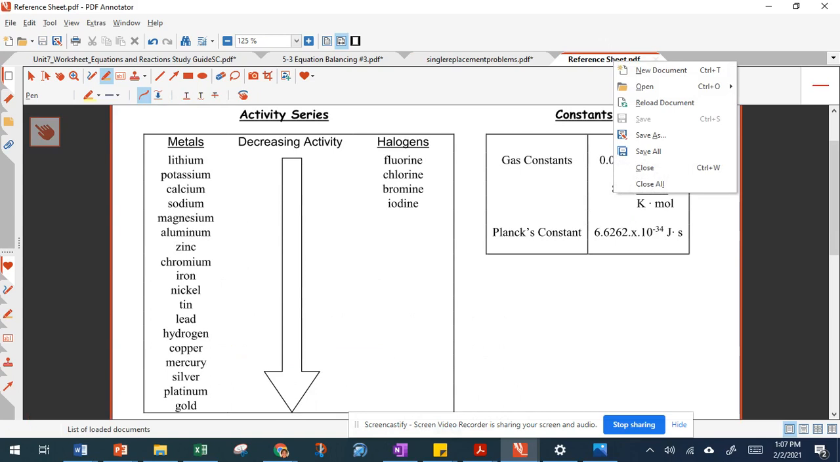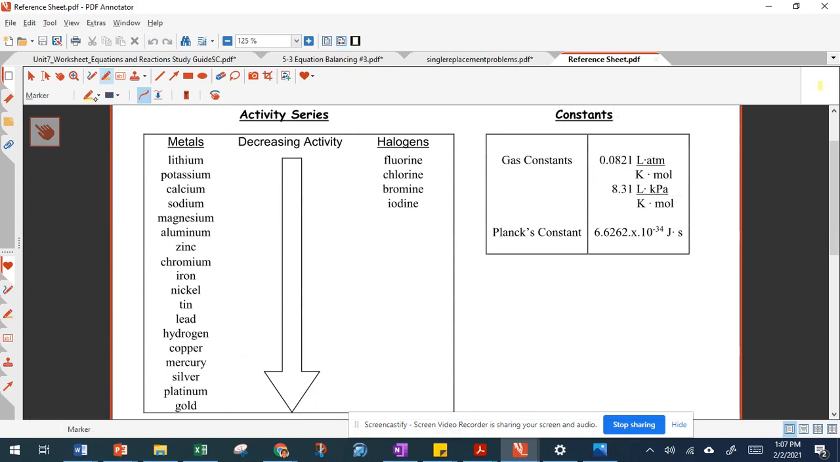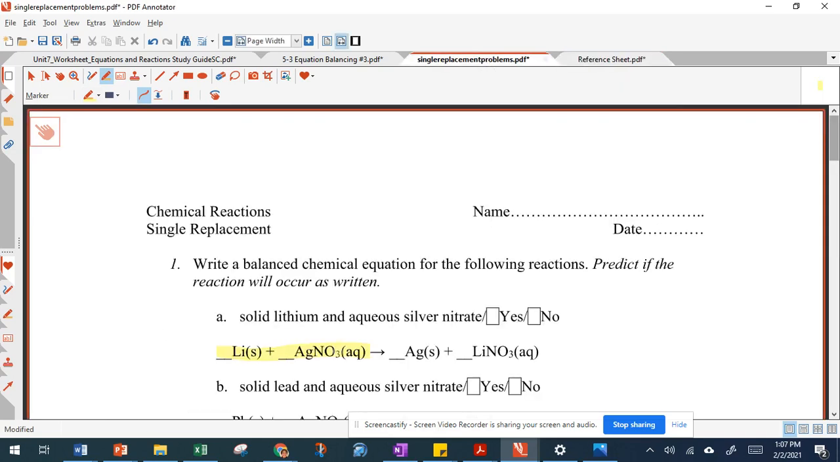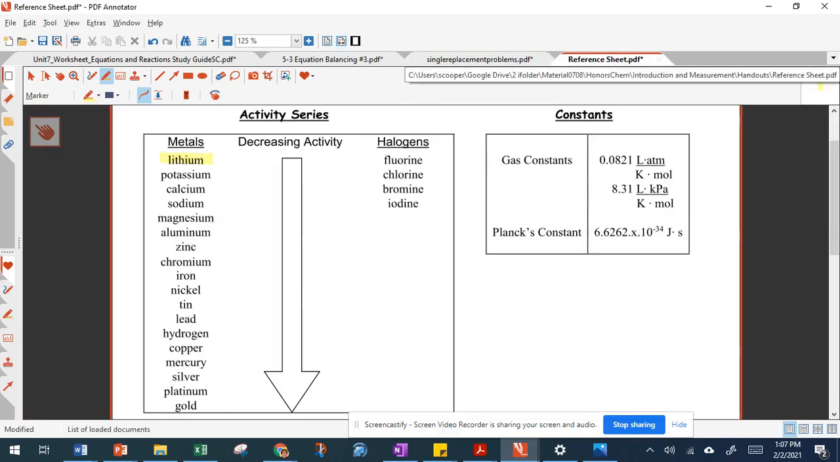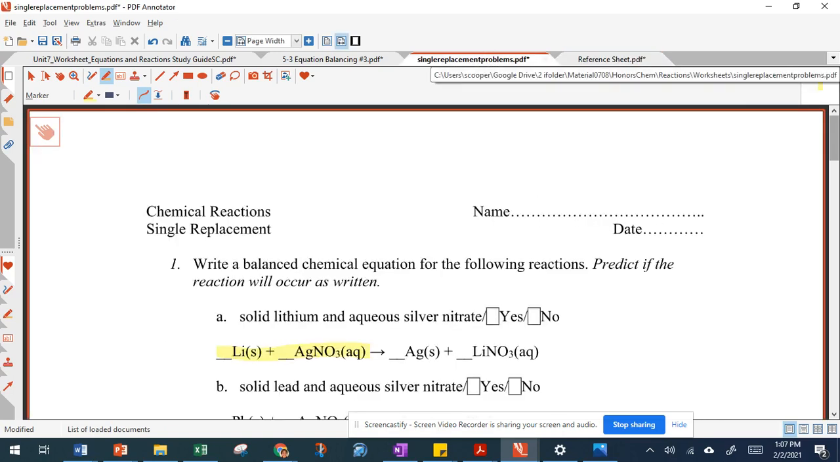In the first case, you have lithium. So we're going to look for lithium on our reference sheet. Lithium's up here. And then you want to look for something that's on the same side of the series as lithium. So you have silver, nitrogen, and oxygen. The only thing you're going to see on the left-hand side of the series with lithium is silver. Lithium is obviously much higher than silver, so this reaction will occur as a result. And then you could balance the equation.